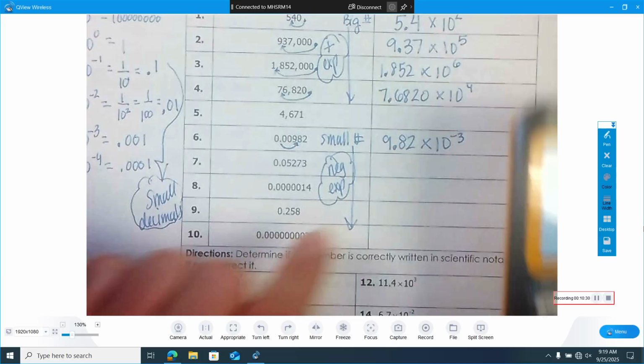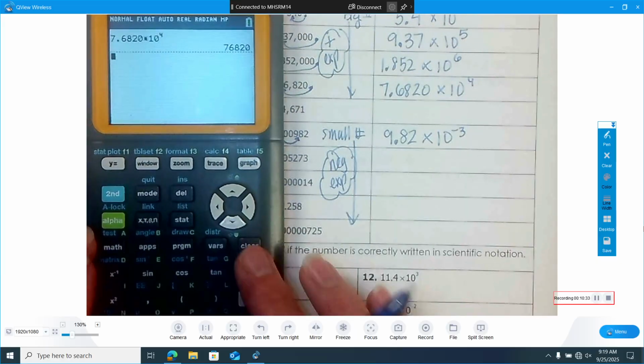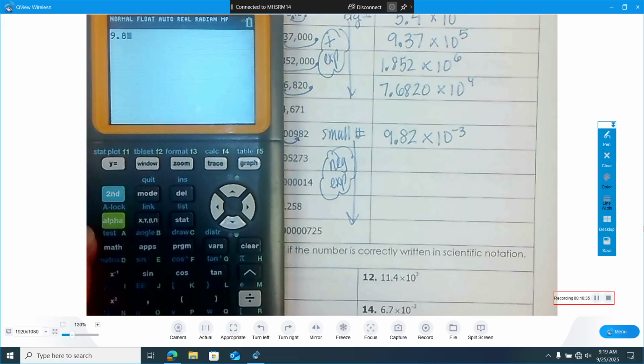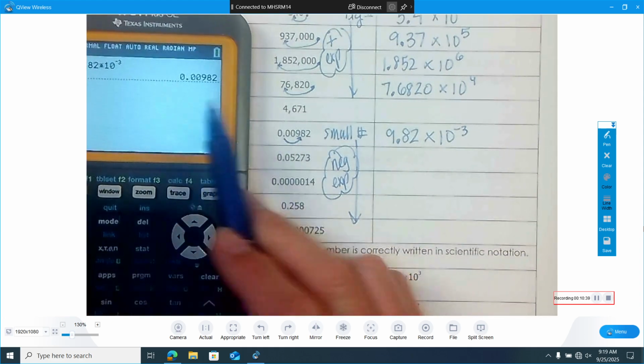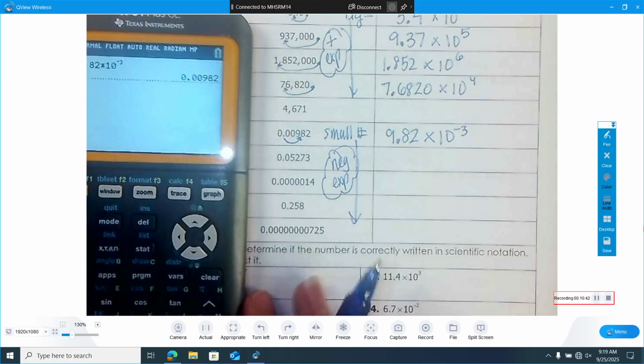Let's see if we're right. So again, I'm going to type in my scientific form here. 9.82 times 10 to the negative 3. And I get 0.00982. It's a match. Okay.